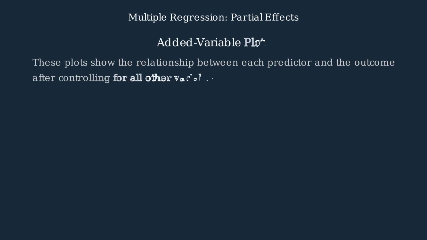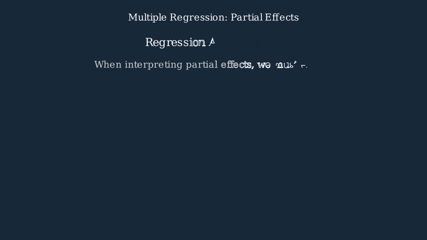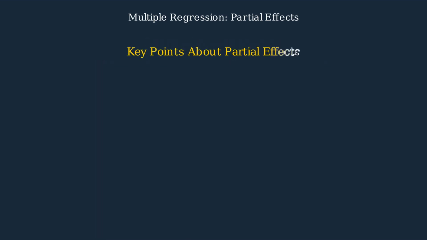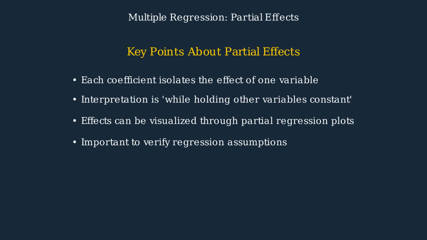Added variable plots, also known as partial regression plots, help visualize the relationship between each predictor and the outcome, after accounting for all other variables. When interpreting partial effects, it's crucial to verify that model assumptions are satisfied. These diagnostic plots help assess linearity, homogeneity of variance, and other important assumptions. To summarize the concept of partial effects, each coefficient isolates the effect of one variable while holding others constant. These relationships can be visualized through partial regression plots, and we must always verify that regression assumptions are satisfied.